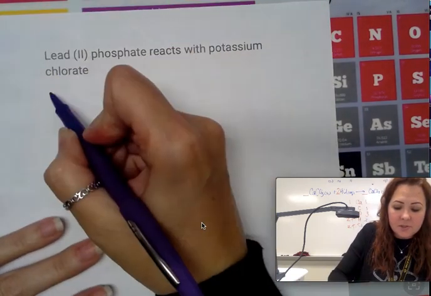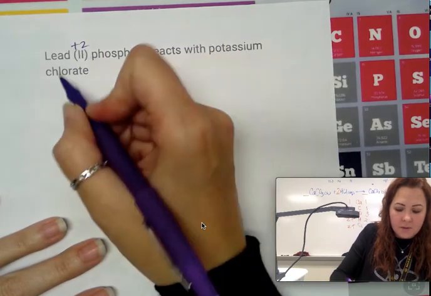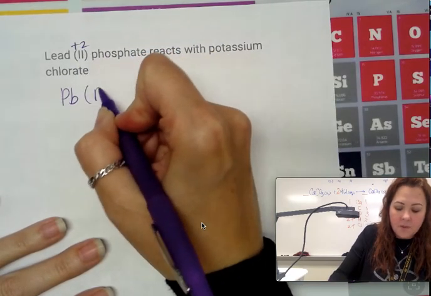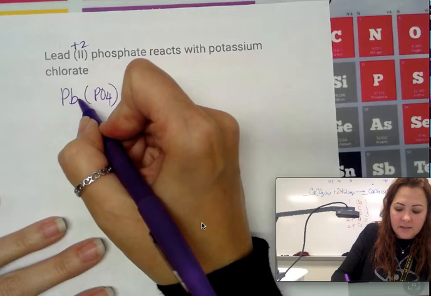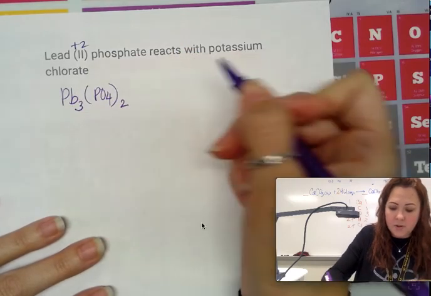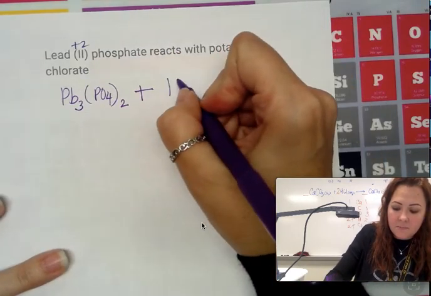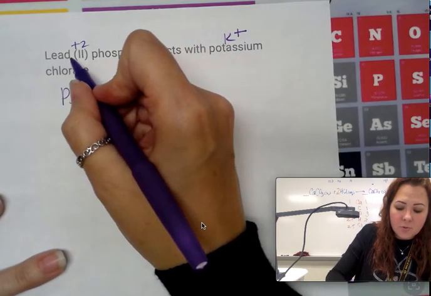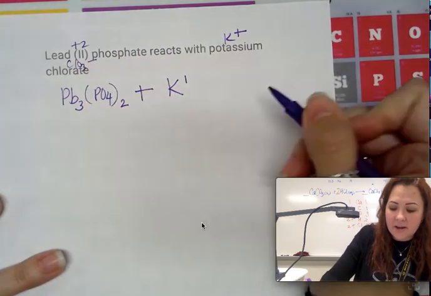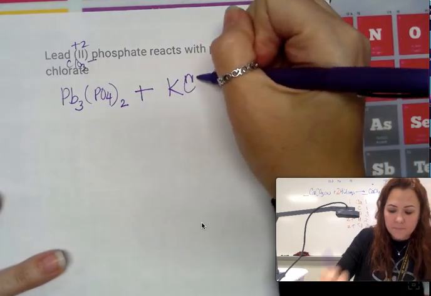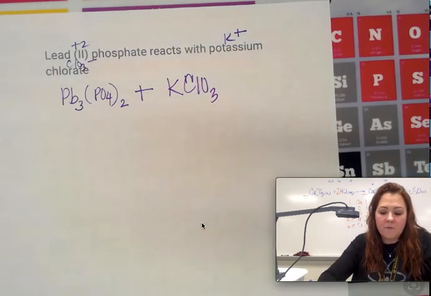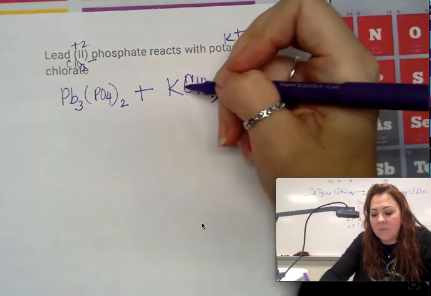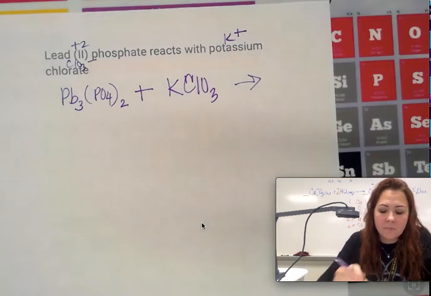So lead has a +2 charge, Pb, and then PO4. Phosphate is -3, lead is 2. Reacts with potassium, K plus 1. Chlorate is ClO3 minus 1. It's a polyatomic ion. So you have Pb3(PO4)2, and then KClO3. We need to predict our products.